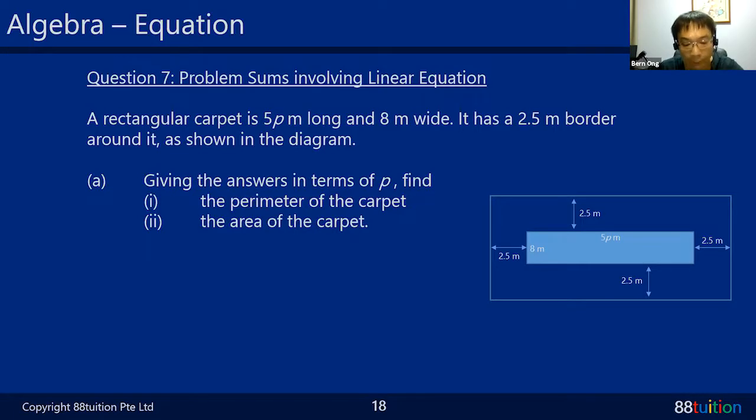So a rectangular carpet is 5π meter long, from down here to down here. That is the carpet. It's 8 meter wide down here. It has a 2.5 meter border around it. Giving the answers in terms of π, find the perimeter of the carpet.